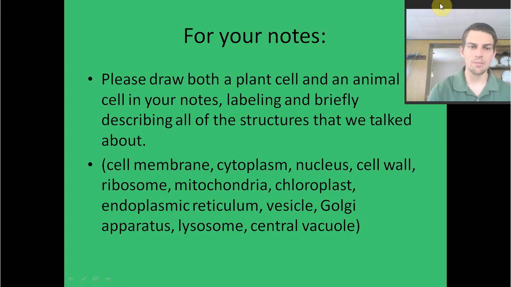So there's a list down below of the different things I would like you to draw: the cell membrane, cytoplasm, nucleus, cell wall, ribosome, mitochondria, chloroplast, endoplasmic reticulum, vesicle, Golgi apparatus, lysosome, and central vacuole. Remember, some of those are only in plant cells, and some of them are in both plant cells and animal cells. So make this nice drawing in your notes. Make it take some time. Don't rush through it. Try and make it a good drawing. I think it'll be very useful for you to refer to when you're studying this stuff later.